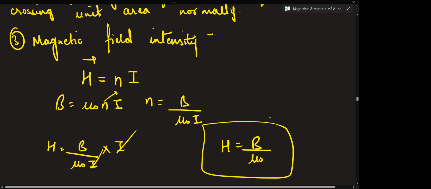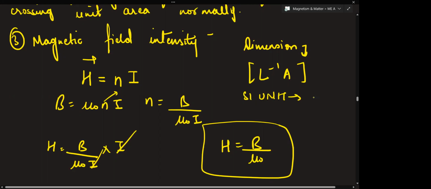And mu naught is your permeability. Regarding the dimensions, you can remember it's L to the power minus 1 into ampere. That's the dimension for it. And by looking at the dimension, you can easily conclude the SI unit. It will be ampere per meter. For current, it's ampere. The SI unit will be simply current divided by length, so ampere per meter. Dimension, you can calculate it using this.